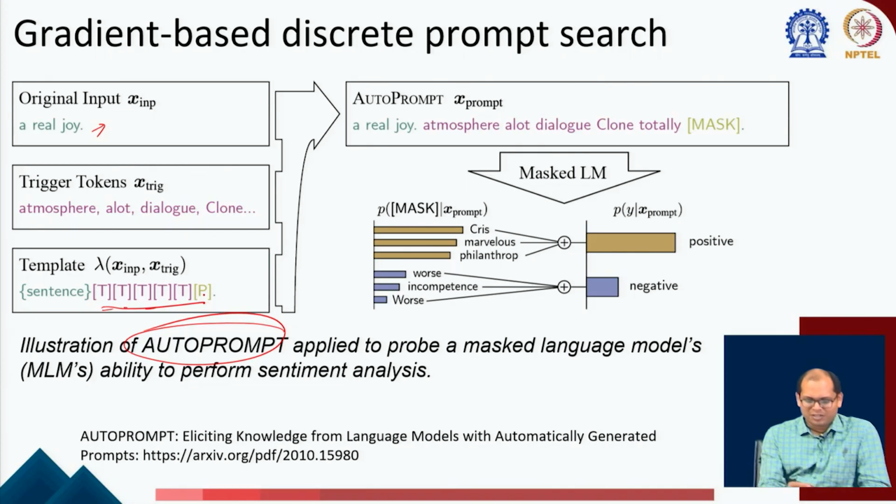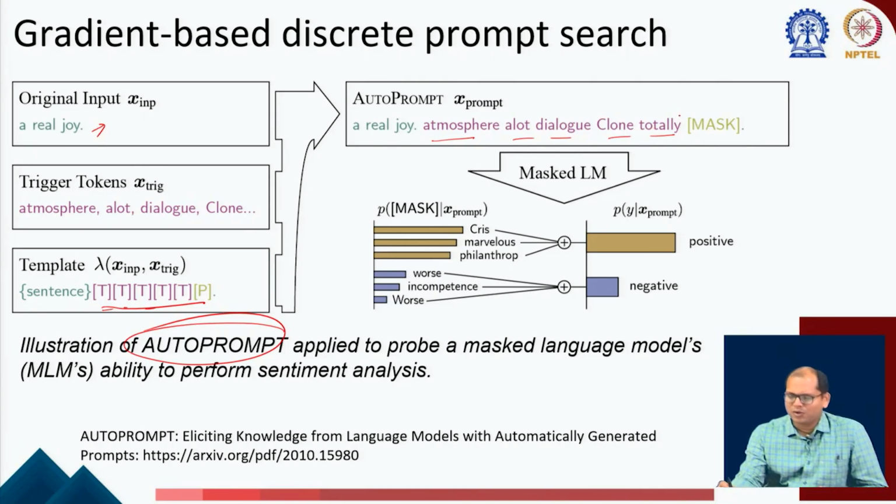These are called trigger words. So I have some 5 tokens that I want. I don't know what the ideal 5 words are that will give me the best possible prompt. And then you say, okay, once I have these 5 words, like this is the one that they got, and this generally may not make sense: atmosphere, a lot, dialogue, clone, totally, right? Nothing to do with sentiment analysis. No human will come up with something like that. But they come up with a prompt like this by doing a search in the discrete space, and they say, okay, this is my prompt.